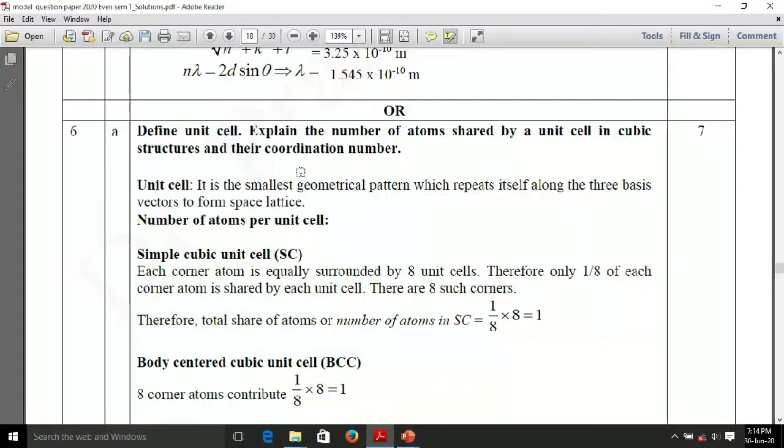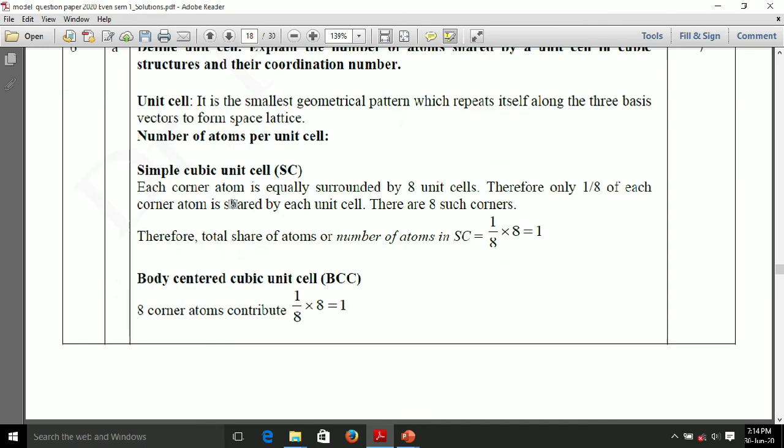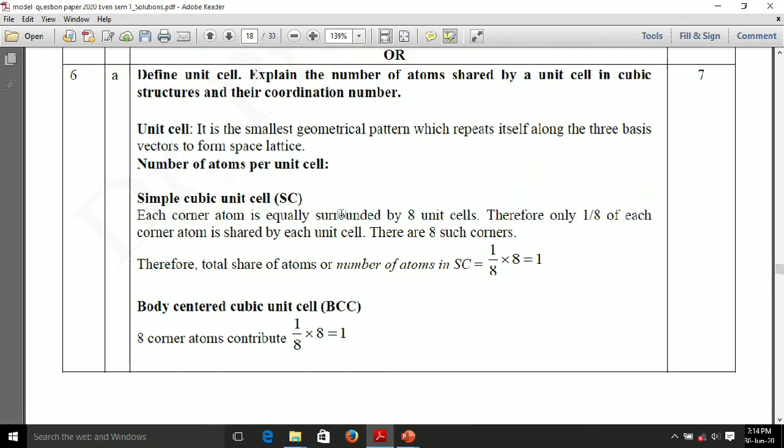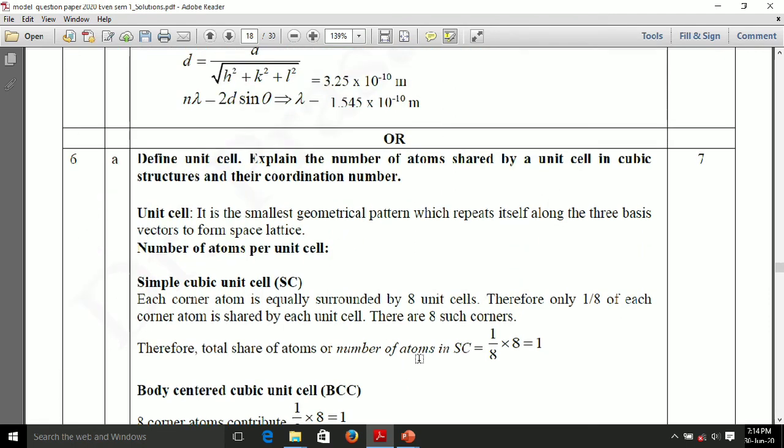Question number 6a. Definition of unit cell, number of atoms shared by unit cell, and coordination number. Three parts are there. So you have to define the unit cell, for which 1 mark will be awarded, and then you have to explain how to obtain the number of atoms in each unit cell.